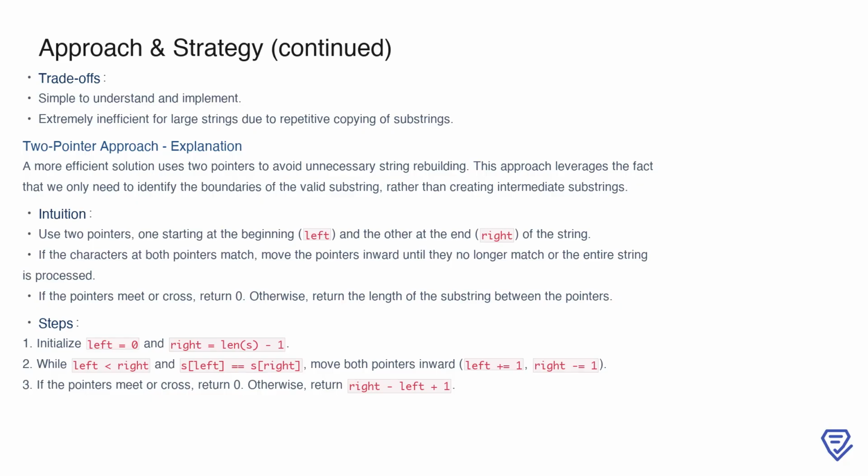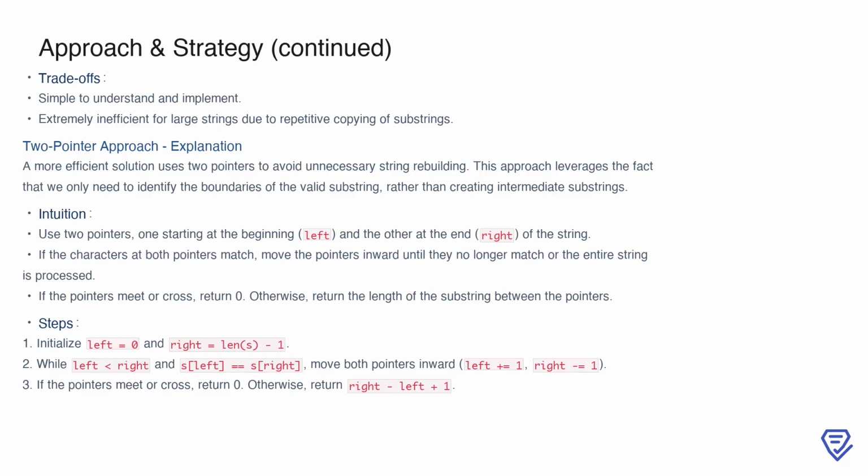Here's the intuition: you place one pointer at the start of the string and the other at the end. If the characters at these positions match, you move both pointers inward until the characters differ or the pointers meet. If the pointers cross, the final string length is 0.